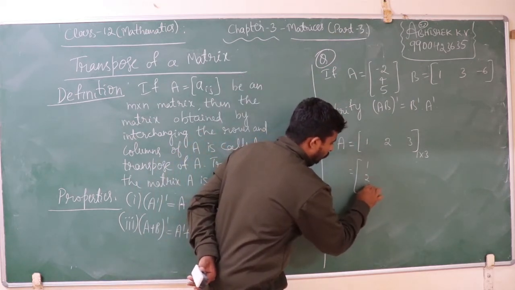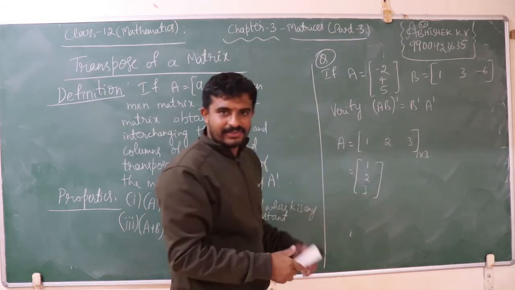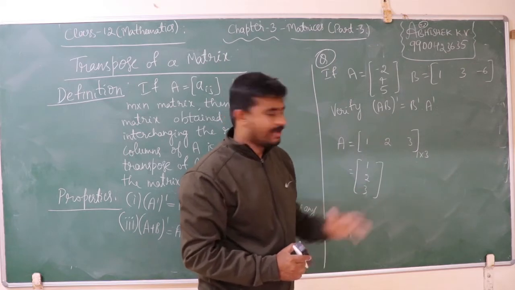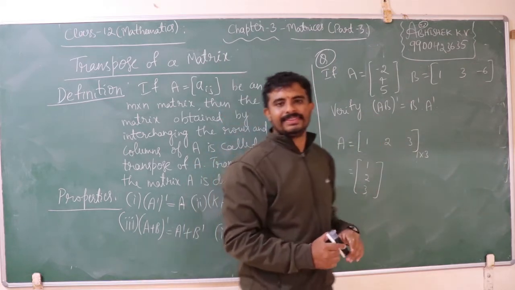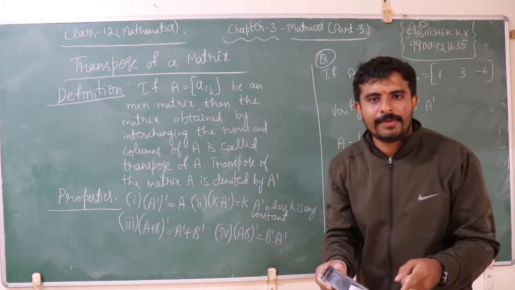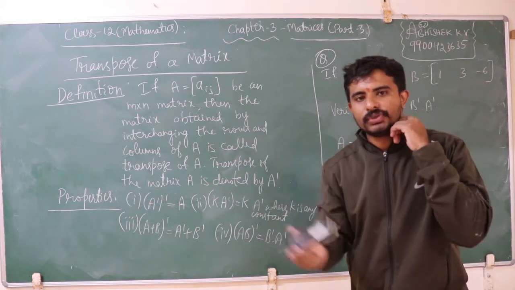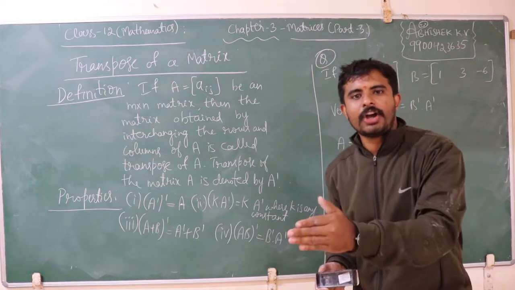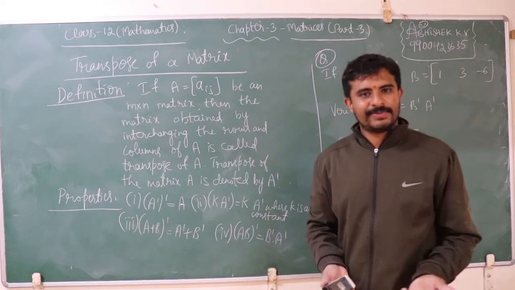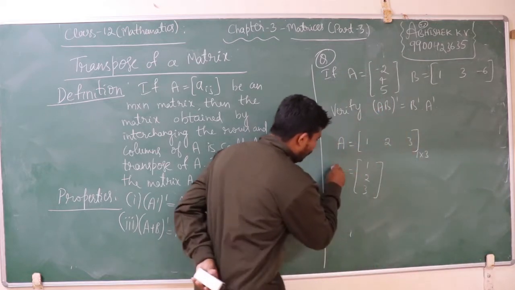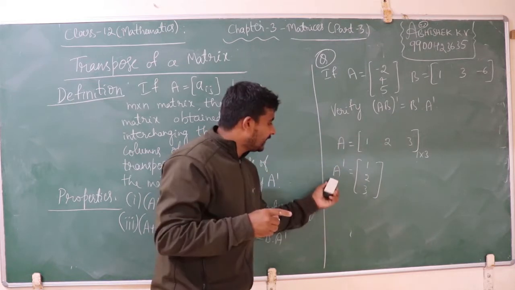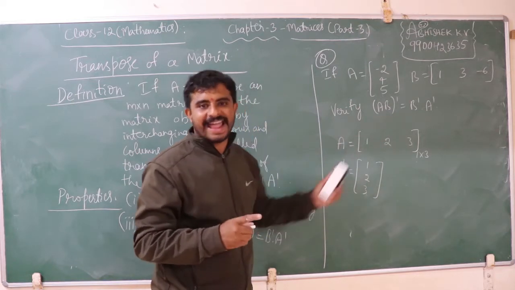If I write 1, 2, 3, see, changing this row to this column, by interchanging the elements of rows to columns and elements of columns to rows, that is nothing but the transpose of a matrix. This is denoted by A dash. This A dash represents transpose of A, or A transpose.